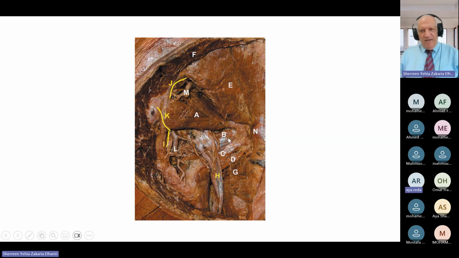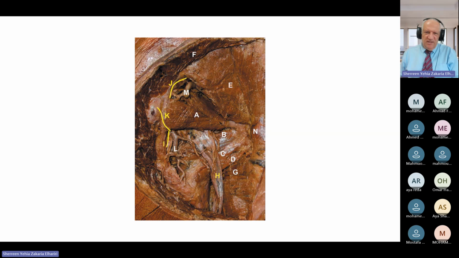Gemelli. Okay, A, B, C. What is C? What is D? C is obturator internus. D is inferior gemellus. G is quadratus femoris. H is the sciatic nerve.